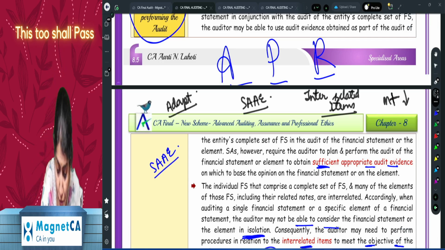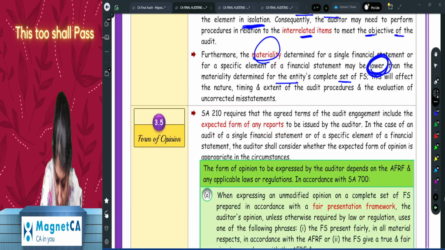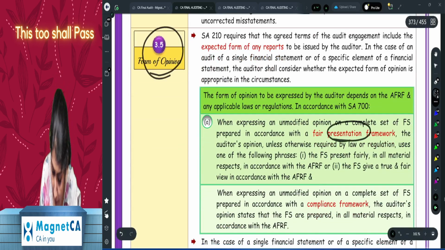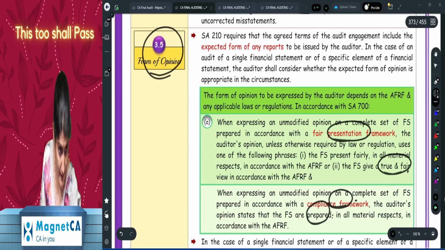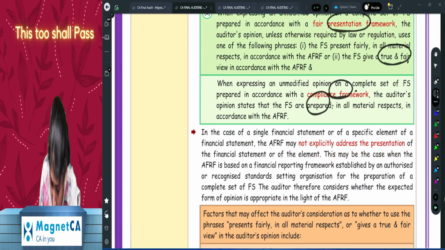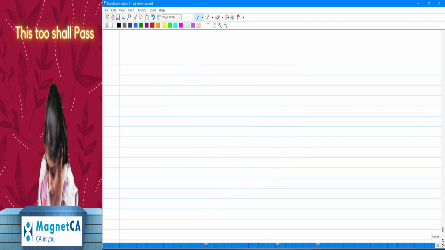Right, and then we come to the reporting. So planning, performing, and then we come to the reporting. Form an opinion. For fair presentation framework, true and fair view. For compliance framework, prepared. Right? Compliance framework, prepared. Okay.